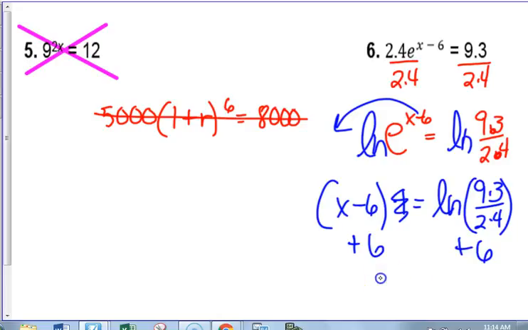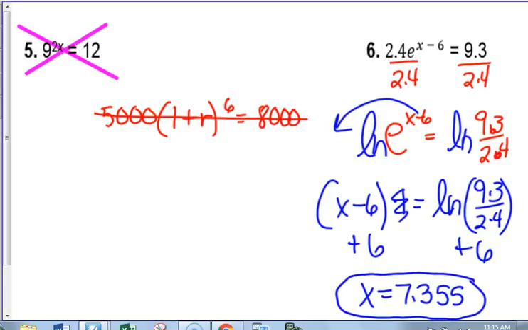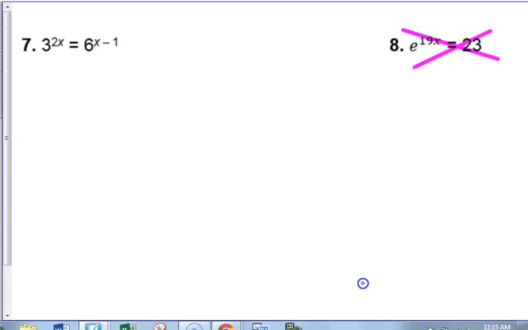So I'm going to type it in now because I was too lazy to do it along the way. 9.3 divided by 2.4, natural log of that, plus 6. I get 7.355. Yep. Now, if you go out that many decimal places, if you had rounded earlier in the problem, you would get a slightly different answer, okay? And as long as I can see what you did, it's probably fine. Just try to go out like 3 places. But if that last place is different than my answer, I'll just know you rounded sooner. It's okay. All right, try this one on your own.